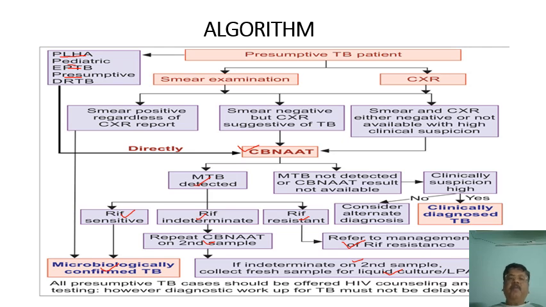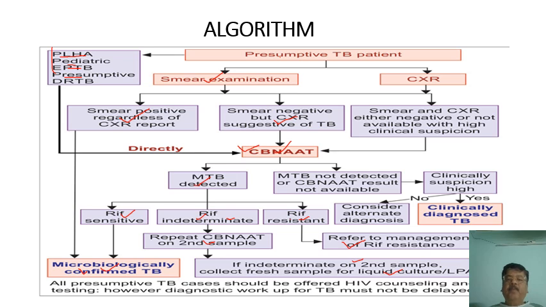Then come to the presumptive TB patient. Apart from these three, there is smear examination. If you pick up the case on smear, regardless of chest X-ray, it will again be microbiologically confirmed tuberculosis. If smear is negative and chest X-ray is suggestive of tuberculosis, we have to go for CBNAAT. Again, if Mycobacterium is detected, we go for these three: rifampicin sensitive, rifampicin indeterminate, rifampicin resistant.